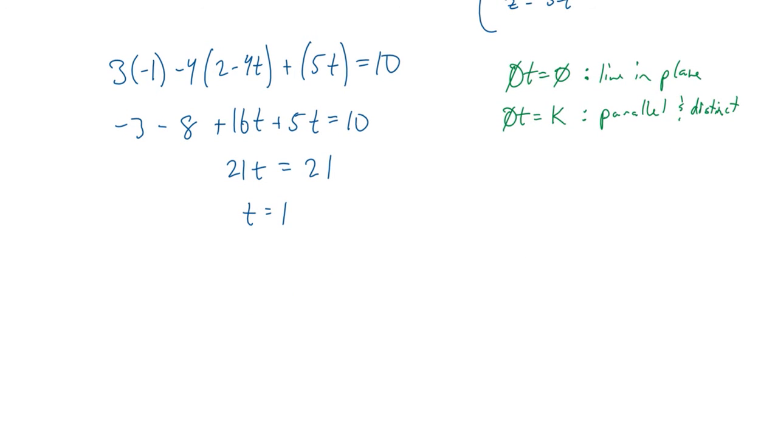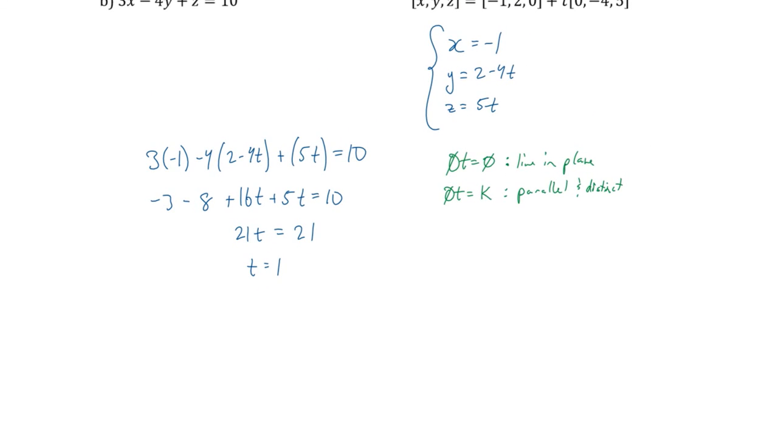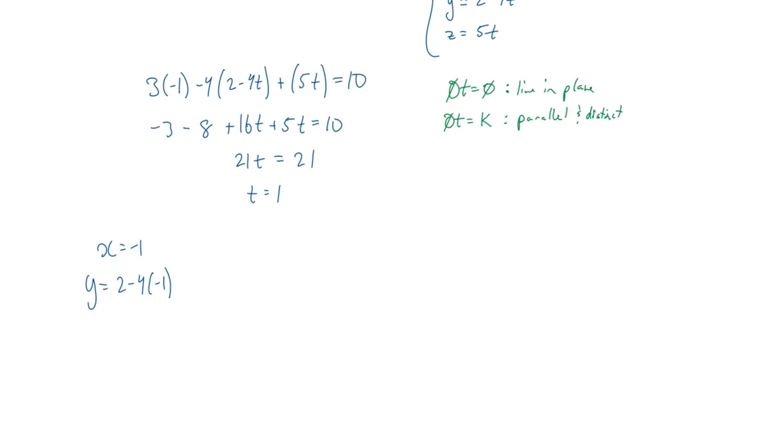And our solution occurs when t is 1 in this case, because that's what we got. And so I sub t is 1 into this, and so my x is negative 1. My y is 2 minus 4 times 1, sorry, so it's 2 minus 4, which is negative 2. And z is 5 times 1, which is 5.